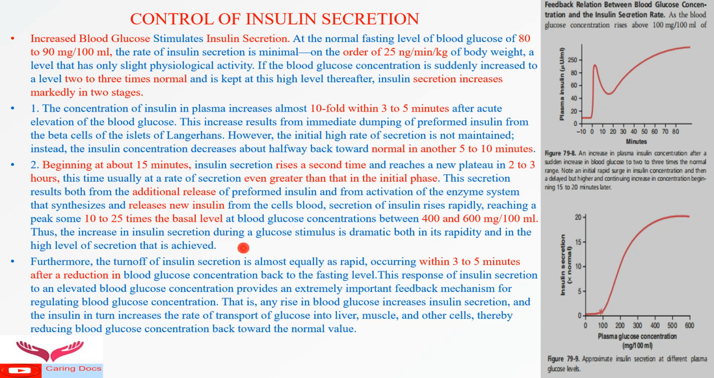So insulin is secreted in two stages. The first stage is the first rise within 2 to 3 minutes, or 3 to 5 minutes, a tenfold rise. It is because of the preformed insulin. And the second rise is because of both preformed insulin and new insulin secretion. So this is very important to learn.